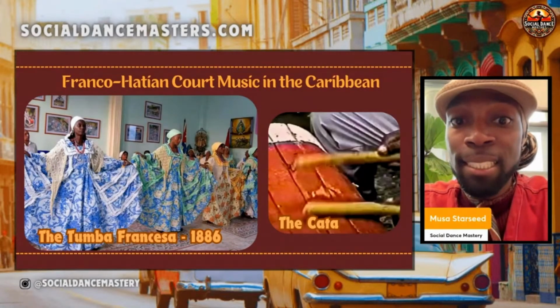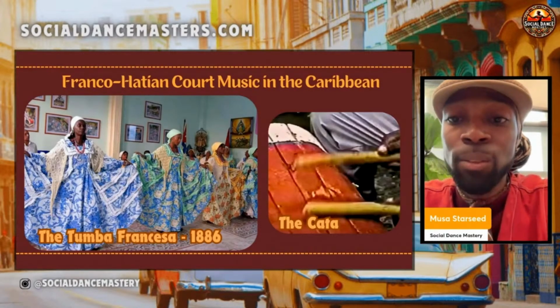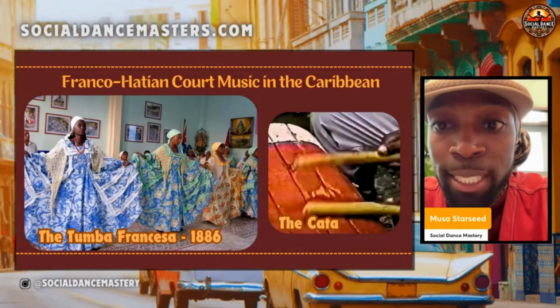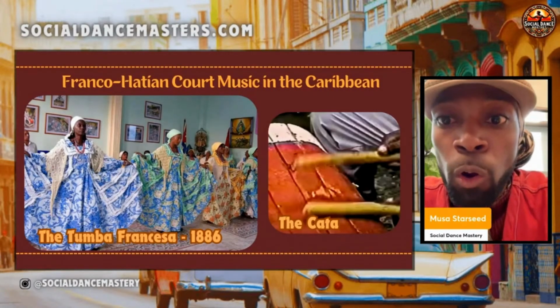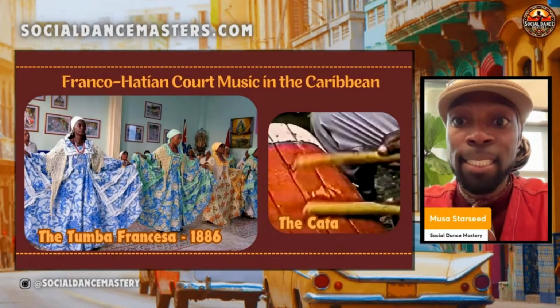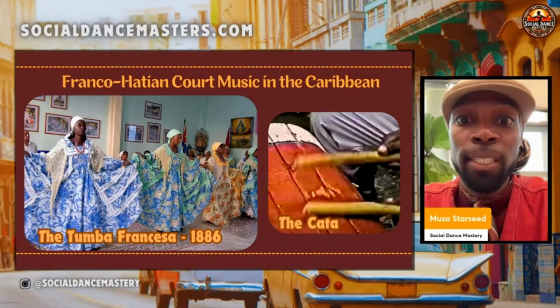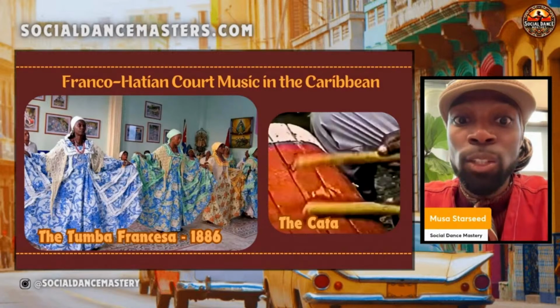The tumba francesa really gets established in 1886, and this is an important year because this is when the slave trade legally ended in Cuba. So it was more open, there was more liberation, there was more space to practice your traditions, your music, your culture. Things were opening a little bit more. And this is where you get the tumba francesa.